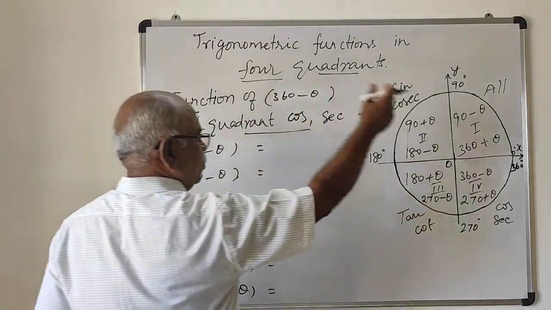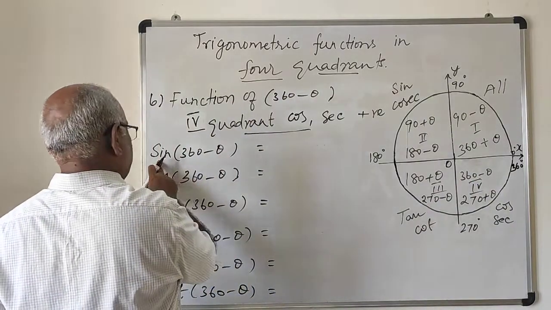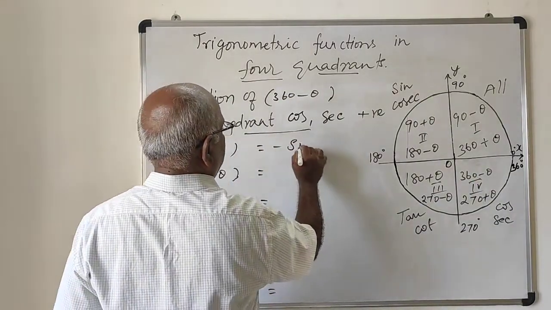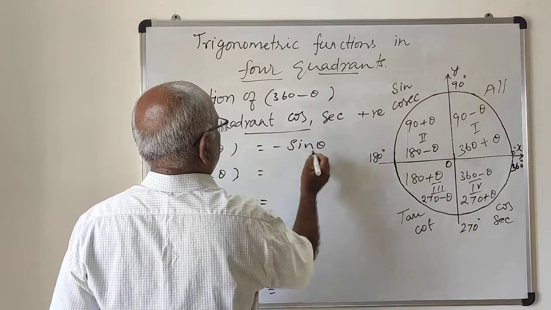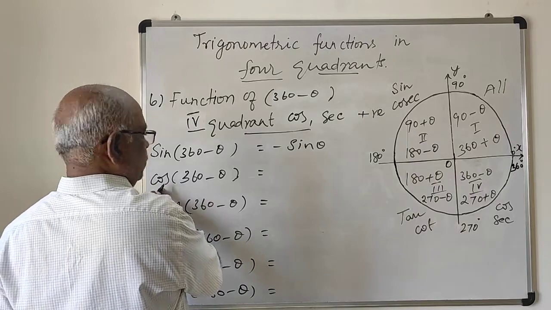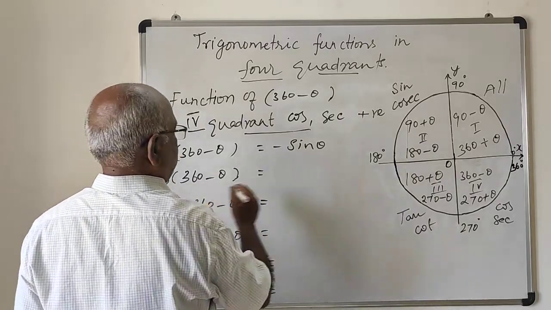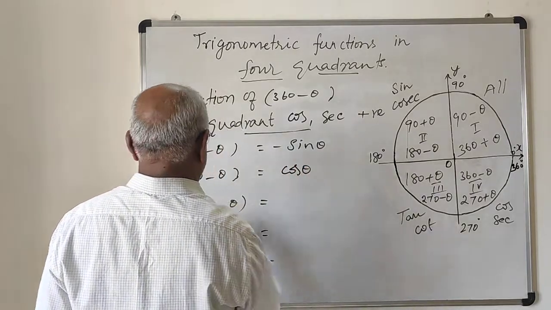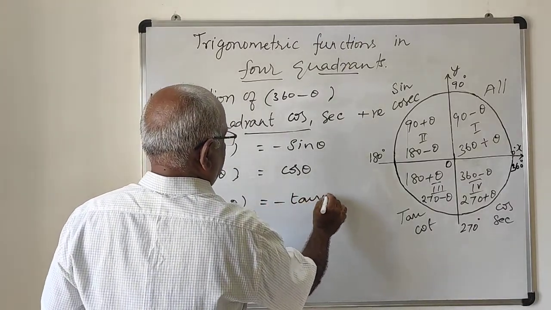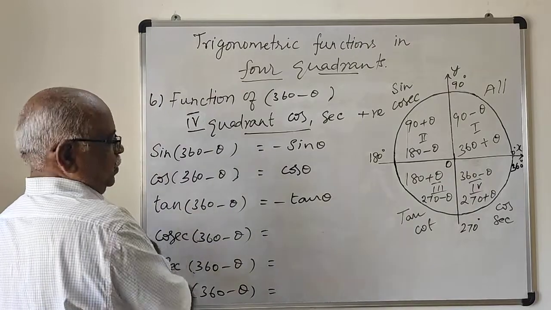Therefore, 360 minus theta, fourth quadrant, sin is negative. 360 does not change the ratio, therefore minus sin theta. Cos 360 minus theta: fourth quadrant cos positive. 360 does not change the ratio, it is just plus cos theta. Tan 360 minus theta: fourth quadrant tan negative, minus tan theta. 360 will not change the ratio.